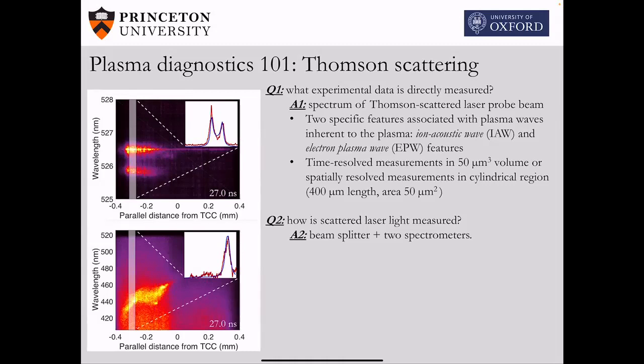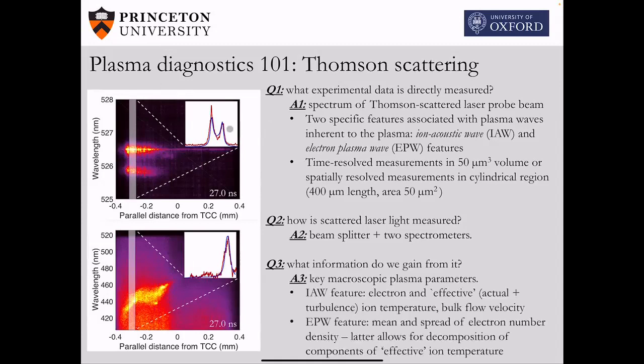So the scattered laser light is measured. The signal is split using a beam splitter, and then two different spectrometers measure the ion acoustic wave and electron plasma wave features respectively. And then the information we're gaining from this is effectively key macroscopic plasma parameters. More specifically, for the ion acoustic wave feature here, the electron temperature is given by the width between these two peaks. The effective ion temperature, which is composed of the actual ion temperature as well as any turbulent motions, is given by the width of the peaks.